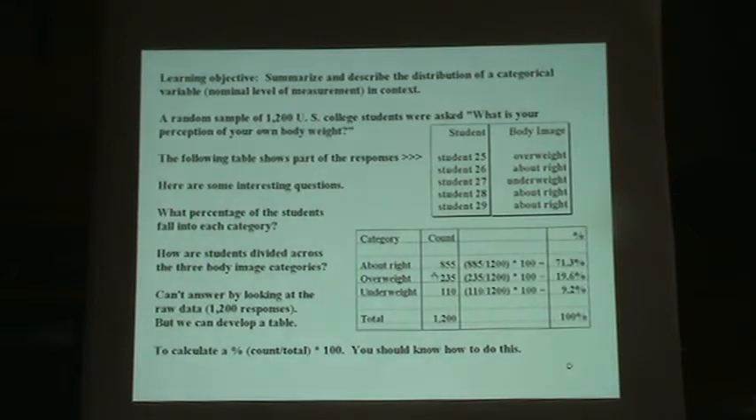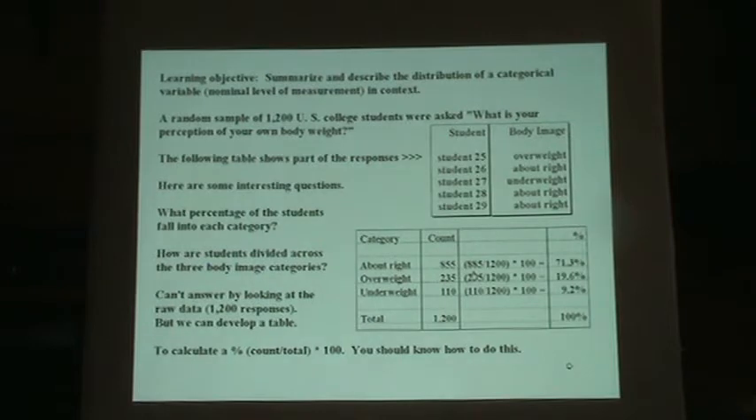So we have 855 students reported that they saw their body images about right. 235 saw themselves as overweight, and 110 saw themselves as underweight. And here, in our final column, we have the percentages, which is very helpful. So 71.3% saw themselves as about right, 19.6% overweight, 9.2% underweight.